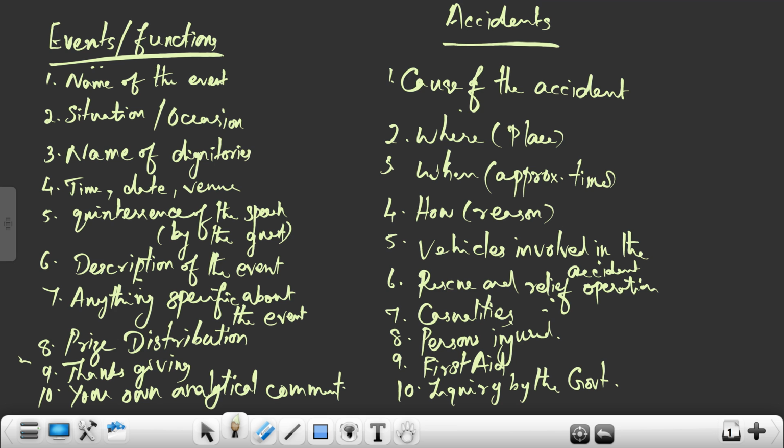So a report should contain some essential things. Let's see what are the essential things that we have to follow. If it is a report of an event or function, the first thing is that you have to name the event. That is the first and foremost thing that you have to remember. You have to include the name of the event, and the students are expected to write down all these things in your notebook. And secondly, the situation or the occasion.